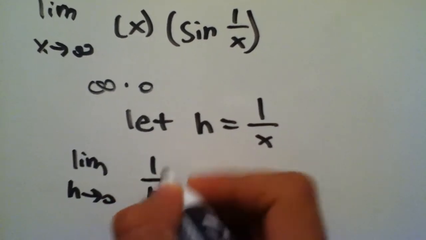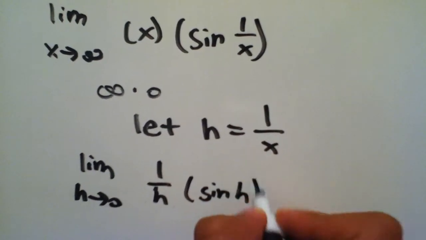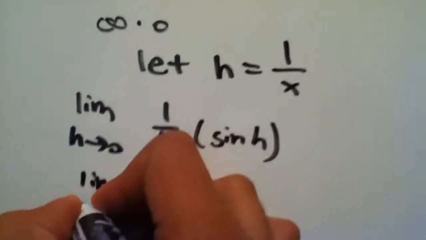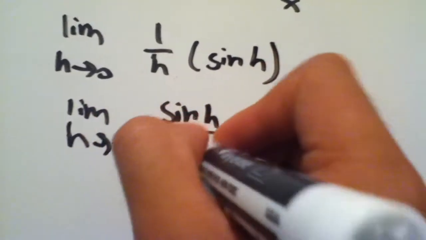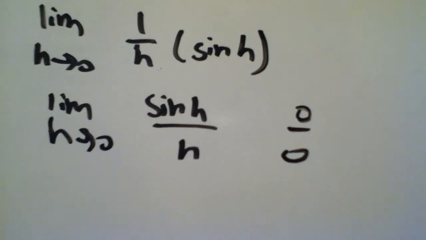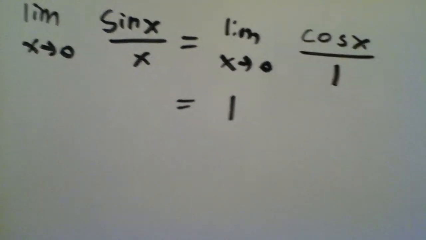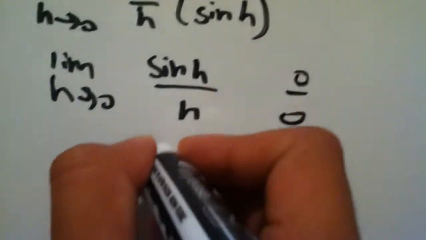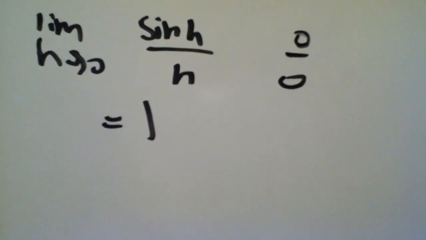So 1 over h, so x actually becomes 1 over h, and you get sine of h. So the limit as h approaches 0 of sine of h over h. Look, this is now, again, 0 over 0 form, and it's exactly the same as the problem we previously solved, the sine of x over x, and we know that this limit equals 1. So that's another simple way of doing it.